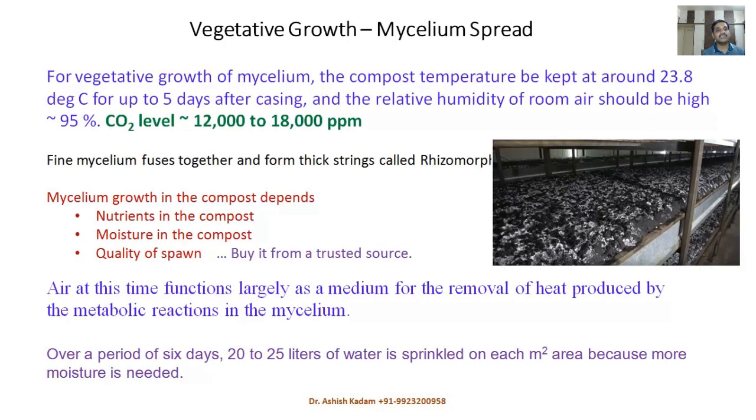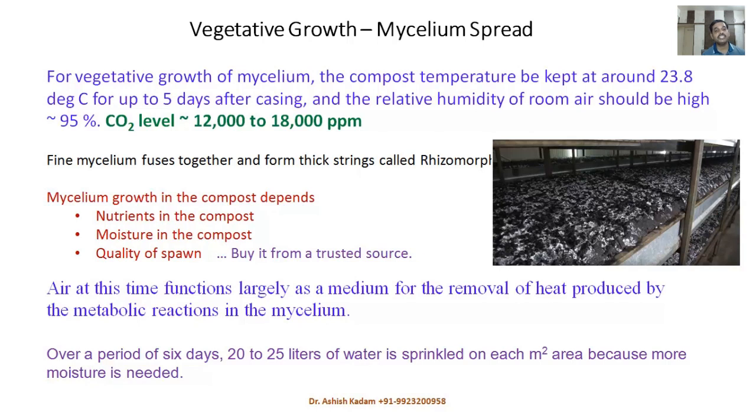Now again we are repeating the same slide which we discussed a few minutes back, that for the vegetative growth we require a certain environment. We require a CO2 level around 12,000 to 18,000 ppm, which is a very high level, and to maintain that very high level of CO2 you need not take fresh outside air into the room. But if your CO2 level is going above 18,000 or 19,000 ppm, then you may need to introduce fresh air into the room.